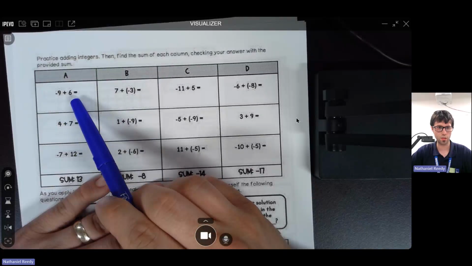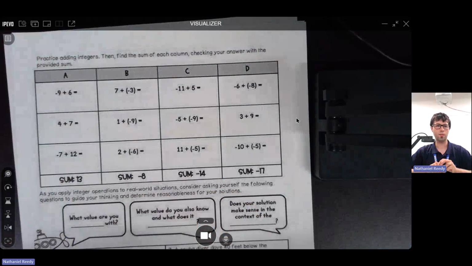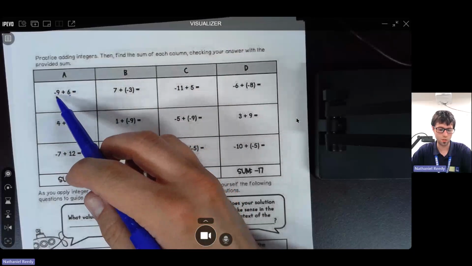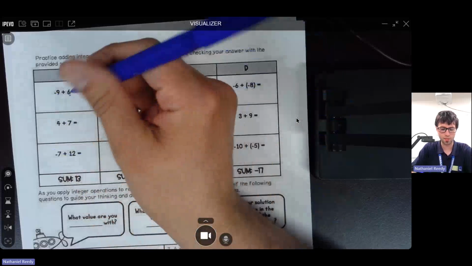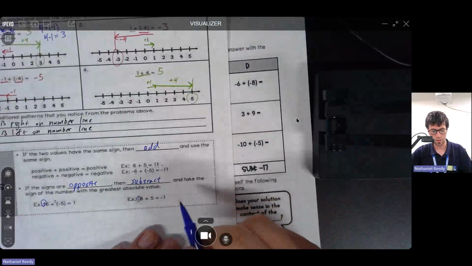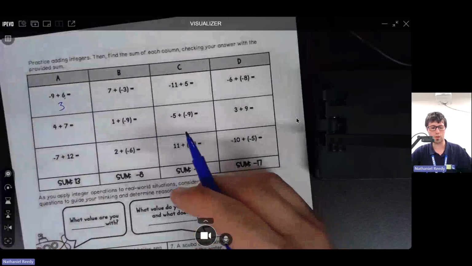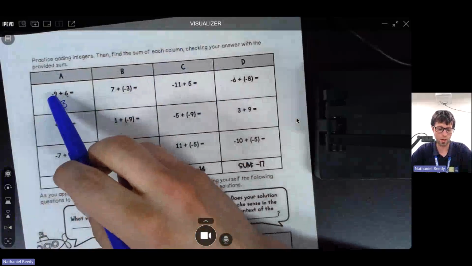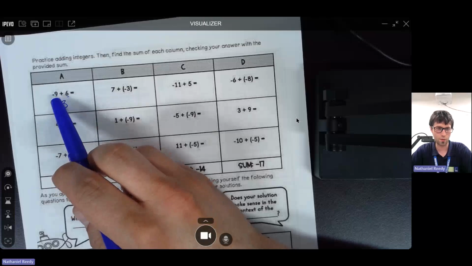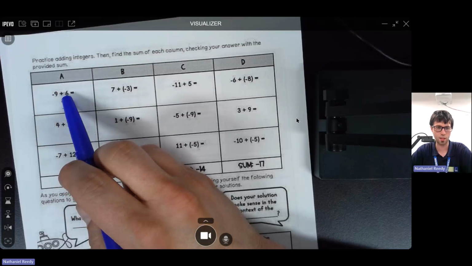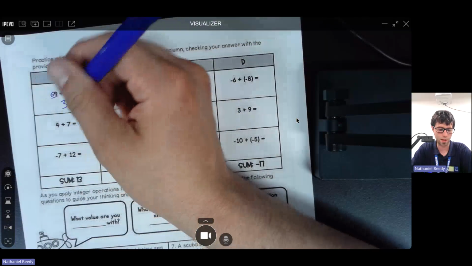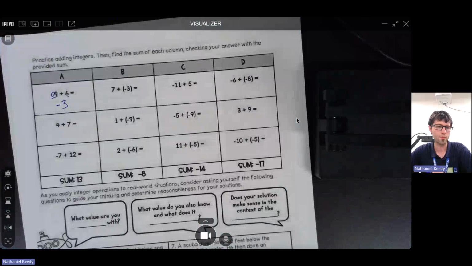So here, the first part of the rule says to subtract. Just look at the numbers, and do subtract, like the rule says: 9 - 6 is 3. The second part of that rule is to take the sign of the number with the greatest absolute value. So which one has the greatest absolute value, -9 or +6? Well, the absolute value of -9 is 9. Absolute value of 6 is 6. So 9 has the greater absolute value. So that means we take the negative sign and put that in our answer.